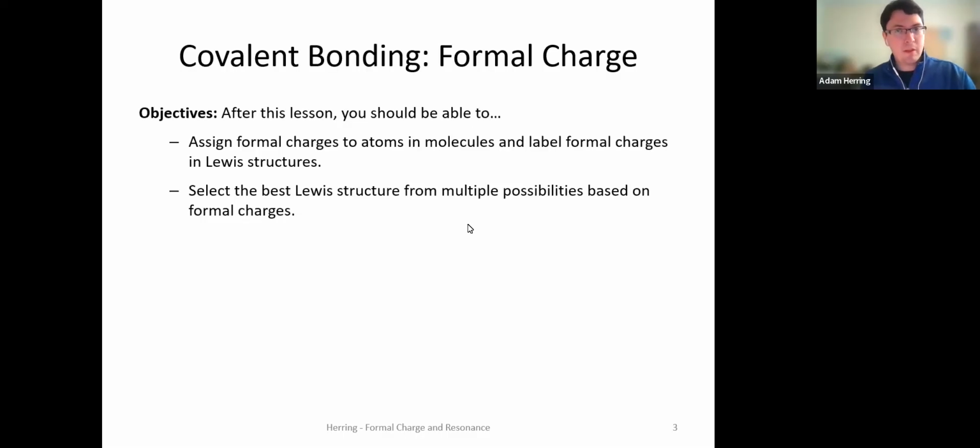Welcome back. In this video, we will continue to learn about covalent bonding. Specifically, we'll learn about what is called the formal charge. We'll describe how to assign formal charges to atoms within molecules, labeling those formal charges in various Lewis structures. And then we'll use that information to describe which Lewis structure is best.